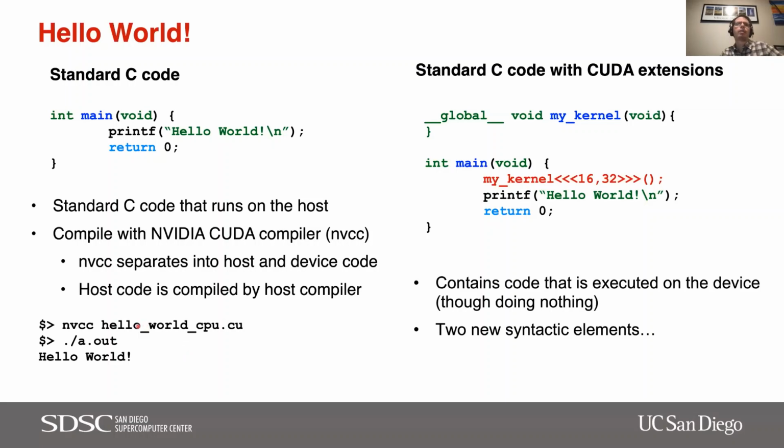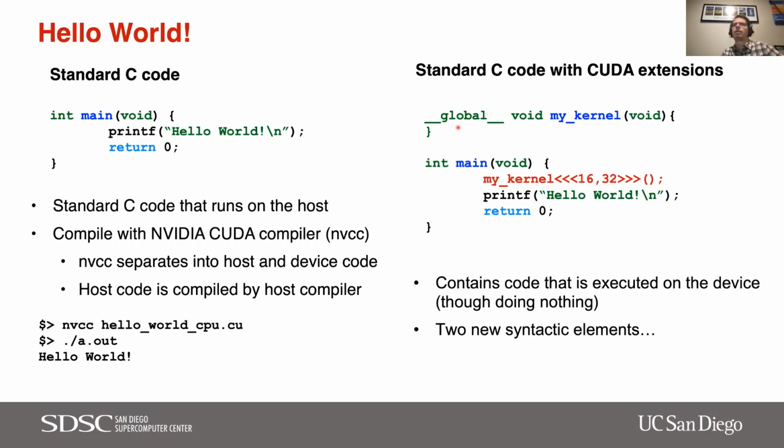And then it links everything together. And if you run that, you'll see hello world. And now if you want to do that from the GPU, now you do these funky things. You have a __global__ keyword that indicates a function that should run on the GPU, but can be called from the CPU.